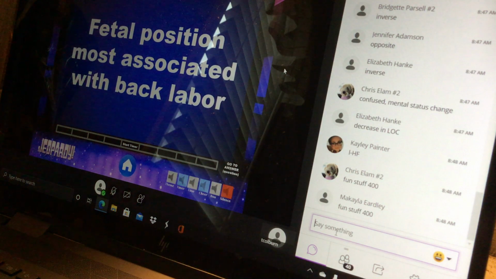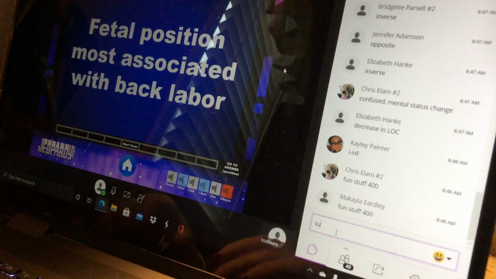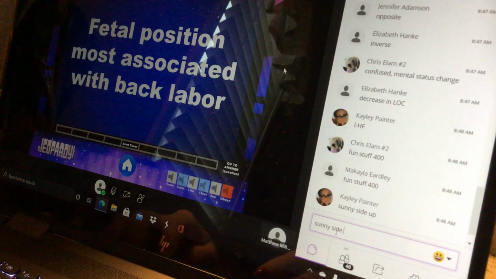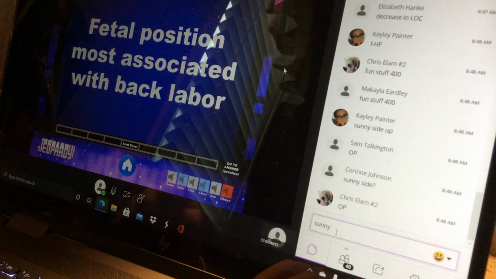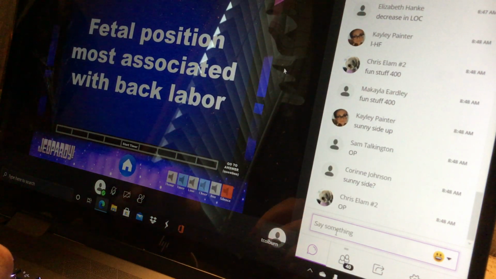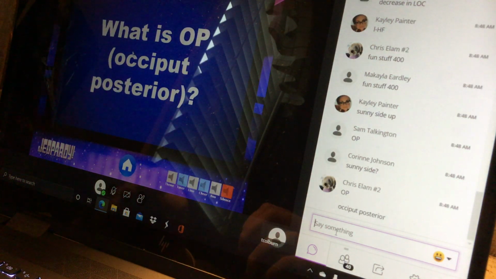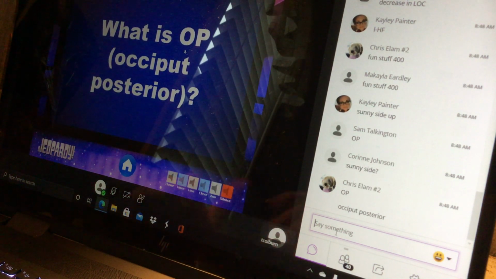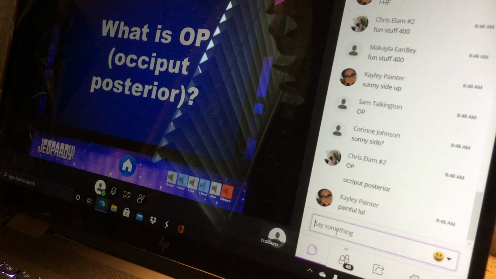Fetal position most associated with back labor. Remember positions. Sunny side up, but in the medical world, that's called occiput posterior. Good. OP. You guys remember that? Whenever you have somebody that's OP, it causes back labor because the back of the baby's head is pushing against mom's tailbone. Very painful, lots of back labor. Sometimes it takes longer to deliver. It is a deliverable position.